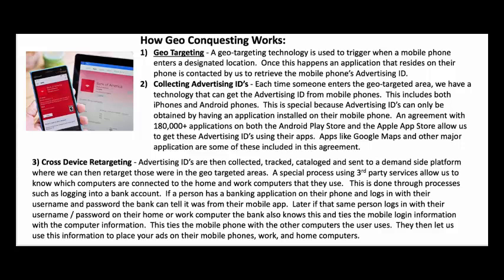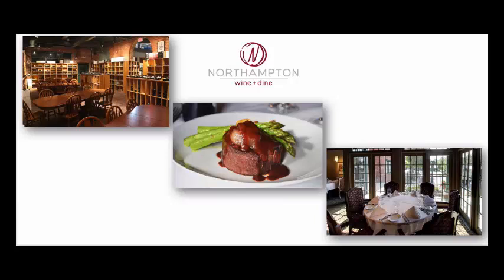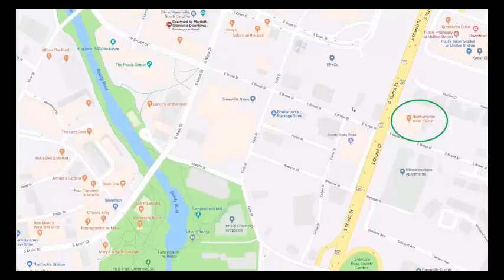Let's look at exactly how this would work. Here's a restaurant in Greenville called Northampton Wines. It's a wine cafe, and they have a beautiful wine cellar. They have wonderful food and a great ambiance. They're in downtown Greenville, on South Church Street, which is a busy street. However, it's basically a pass-through street, so you have to really be looking for it to see it.